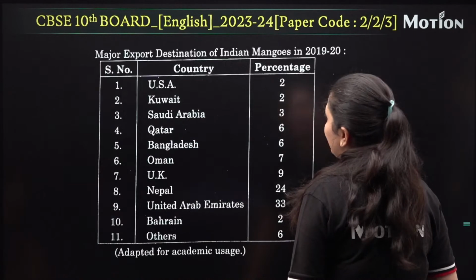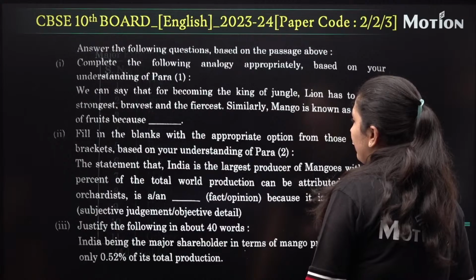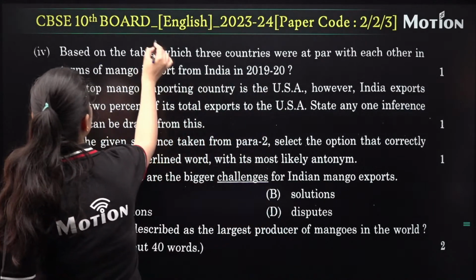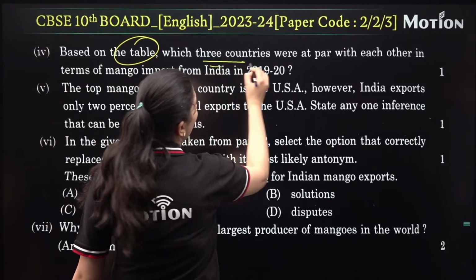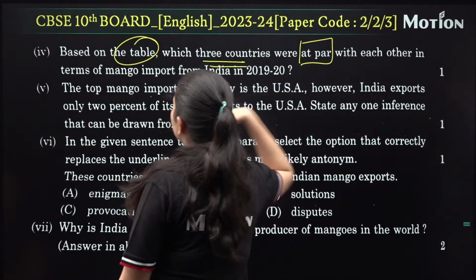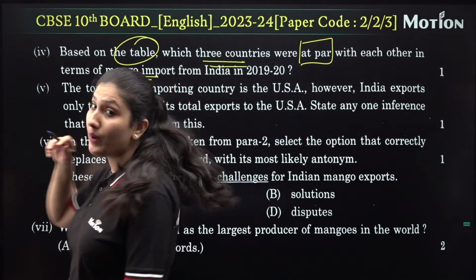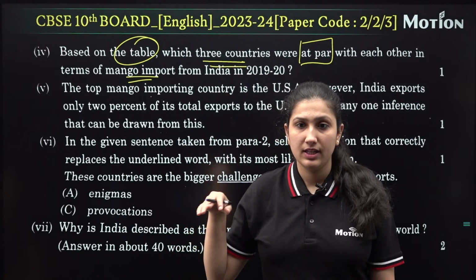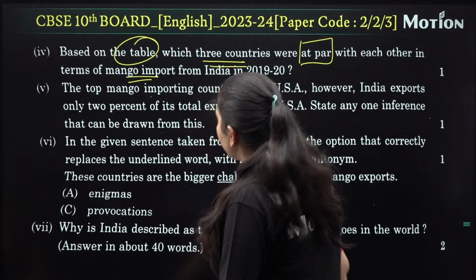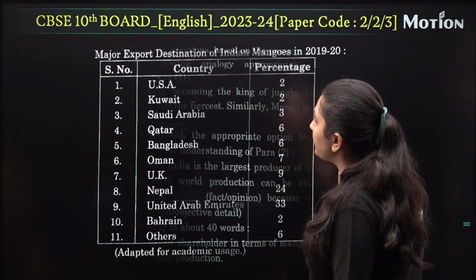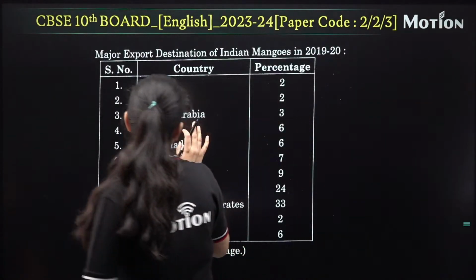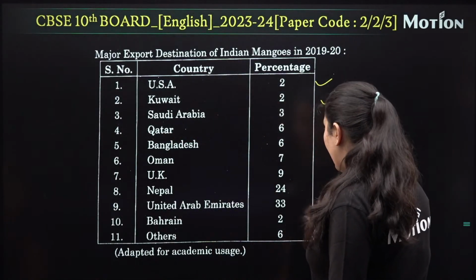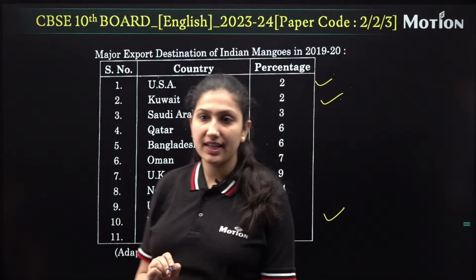Next, we'll come to the next question. So this we have done. Coming to the next question. Based on the table, which 3 countries were at par with each other in terms of mango import from India? Now at par, first of all, what does this mean? At par का मतलब क्या होता है? Equal. So we saw that chart, that table. From that you have to tell me कि which 3 countries are at par. So this is 1, 2 and 3. So this is going to be the correct answer.